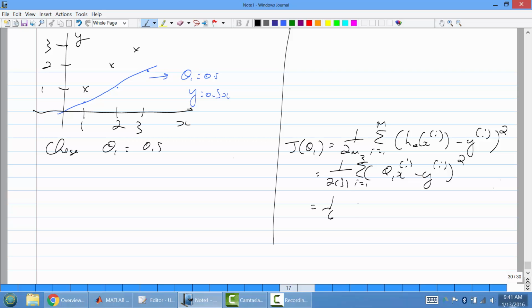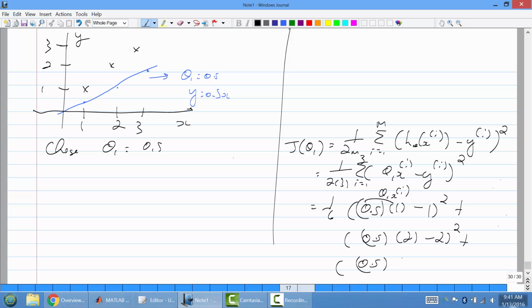Okay, great. I want to sum over all the training examples. So in this case, you've got 1 over 6, and then this is 0.5, and the first point was 1. You subtract the expected output, which is 1, squared, plus the second point, 0.5 times 2. Remember this is theta 1 x. And then finally we have 0.5 times 3 minus 3. If you add this up, it's going to be 0.58. I'm pretty sure. Let me just double check. Yes, 0.58.